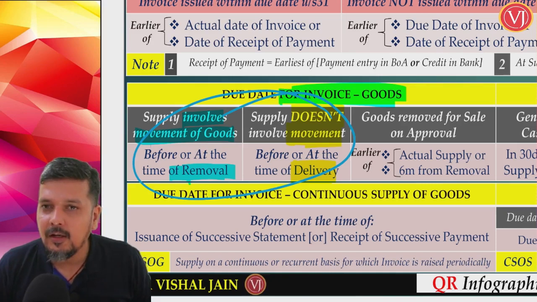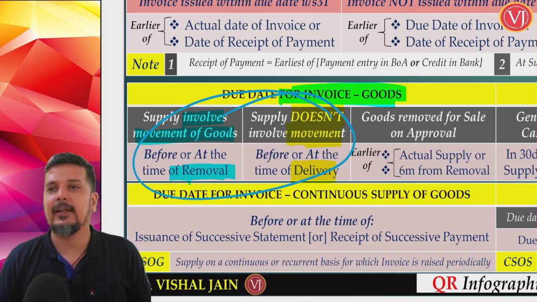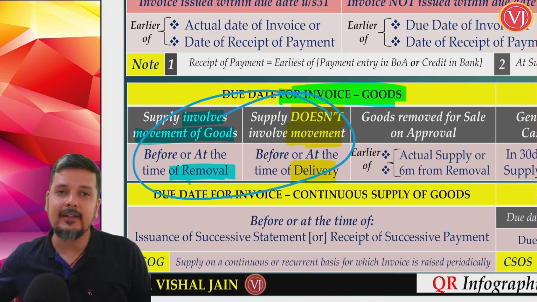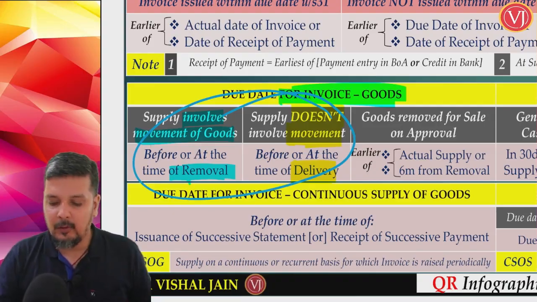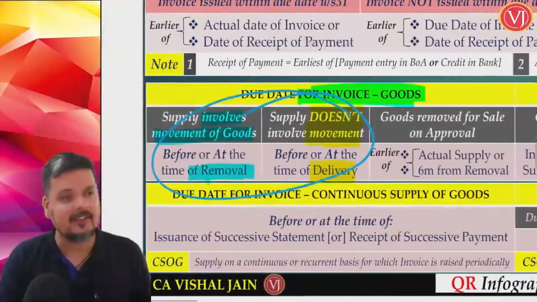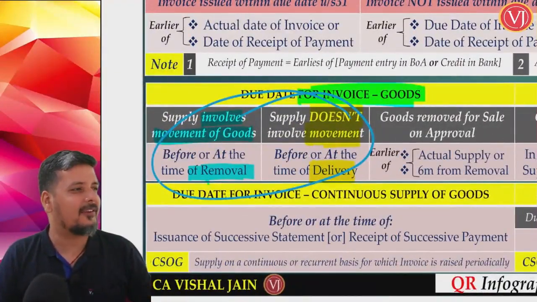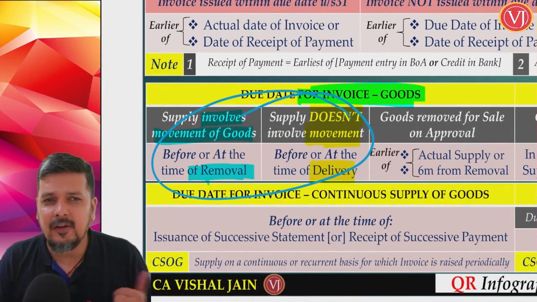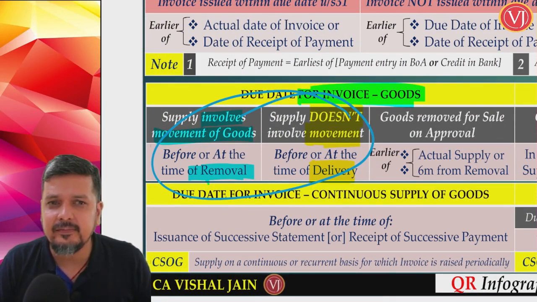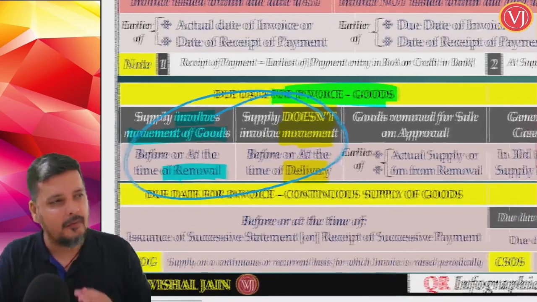On or before delivery. Immediately. They are talking about instant invoice. Instant invoice. Immediately. Now, when you talk about service sector, there are certain special scenarios. We are not seeing special scenarios because we are not interested in seeing due date of invoice. Our interest is in seeing time of supply. So we are seeing general scenarios.